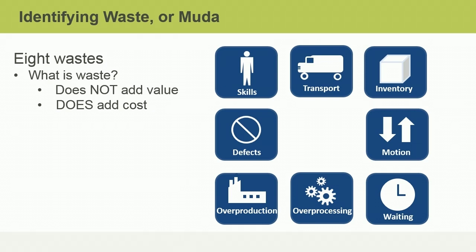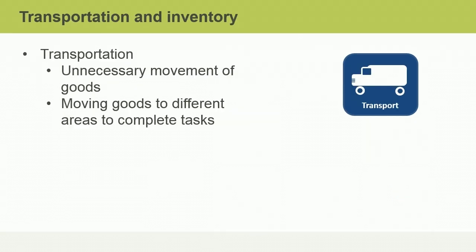If you take the first letter of each of these wastes, it actually spells out the name Tim Woods. This is one way to memorize the 8 types of waste. Identifying waste in your processes makes it possible to eliminate that waste and increase efficiency. What are the activities that don't add value? Let's start with transportation. Transportation waste involves unnecessary movement of goods or moving goods to different areas to complete tasks.